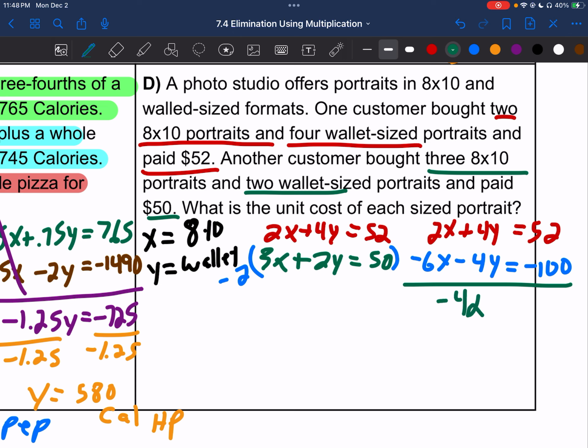2x plus -6x is -4x. 4y, negative 4y cancel out. 52 minus 100 is negative 48. Divide both sides by negative 4. X is going to be equal to $12, and that's for an 8 by 10. So an 8-inch by 10-inch picture is going to get you $12.